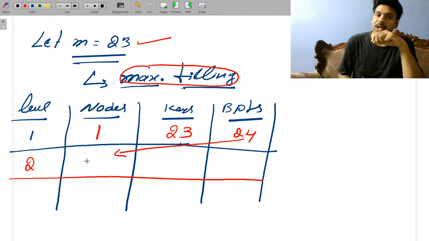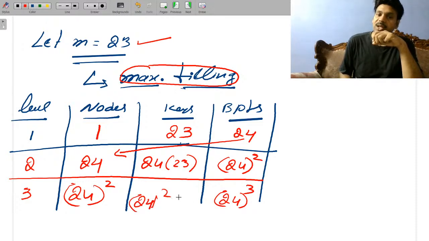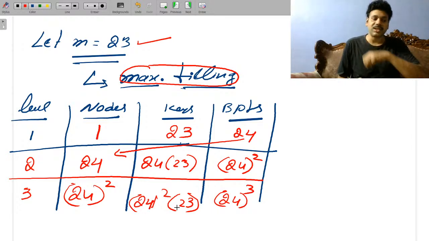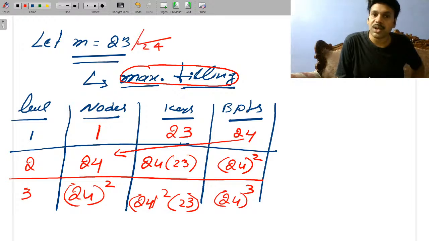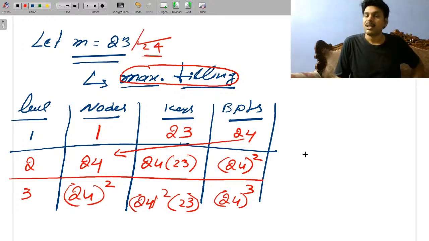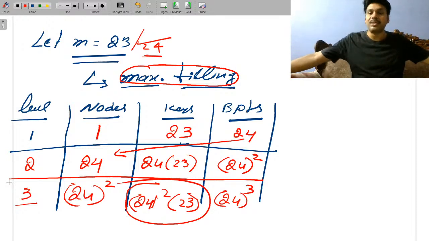These 24 block pointers will give you that many nodes. And you got 24 square. You got 24 into 23 keys. Level 3: 24 square nodes, then you will get 24 cube, and you will get 24 square into 23 keys, because every node is going to store 23 keys. So you observe carefully, friends. Whatever it may be, either 24 or 23, this is the concept. At level 3, you imagine how many keys I am able to produce. The tree grows horizontally, a very, very big tree.